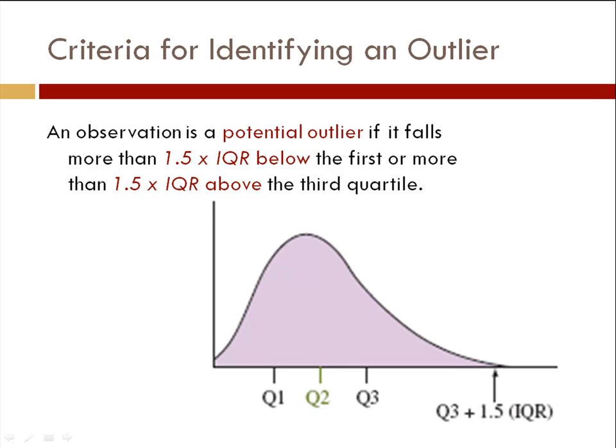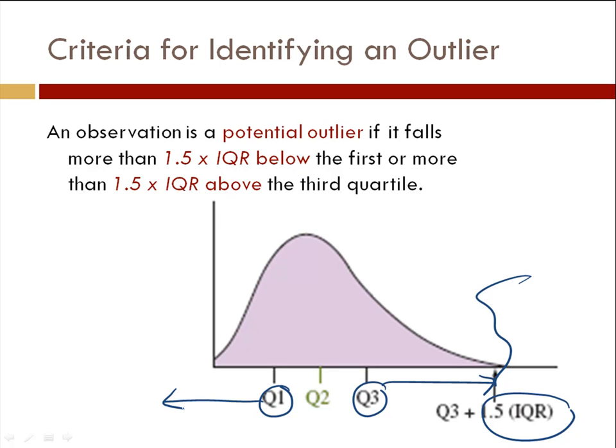Here we have criteria for identifying an outlier. If we go from Q3 in the positive direction and move 1.5 interquartile range units above Q3, then this area is where data values will be potential outliers. Also, if we go to Q1 and move 1.5 interquartile range units below Q1, that would also be the range for potential outliers if we had a data value out here.